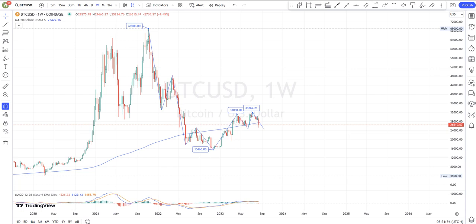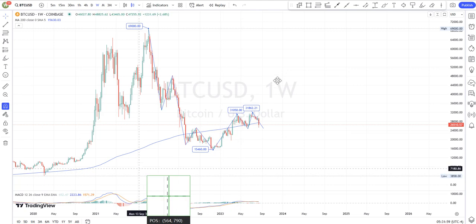Hello there. Let's have a quick technical analysis on BTCUSD. This is the weekly chart, as you can see here.